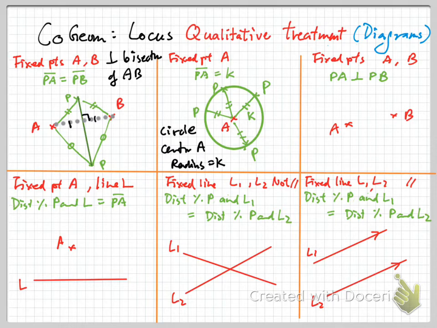So the third example at the top right corner, we have two fixed points A and B. Point P is moving so that PA is always perpendicular to PB. So point P is moving so that this is always a right angle. We can invoke the converse of angle in semicircle. If this is always a right angle, then P is part of a semicircle. In other words, the locus would be the circle with AB as endpoints of a diameter.